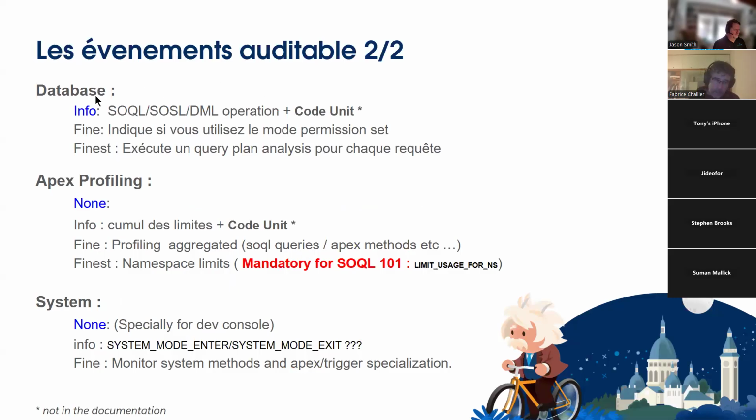Regarding database, if you go for the info level, you will have access to all the information that humans are normally interested in. So-called DML operations, you will have them.